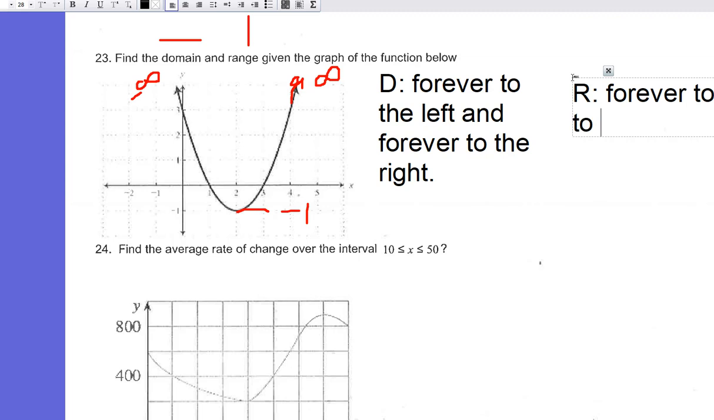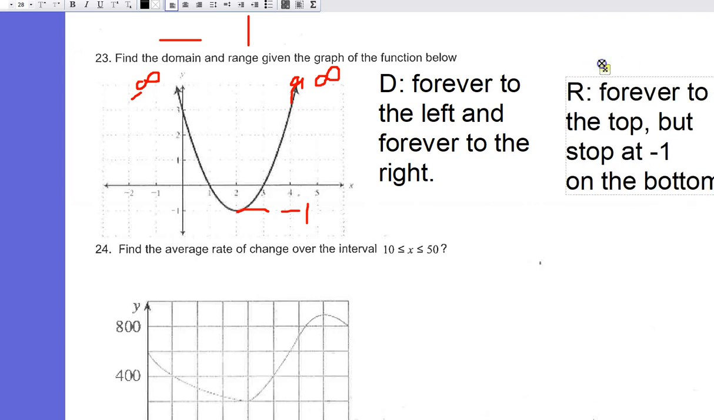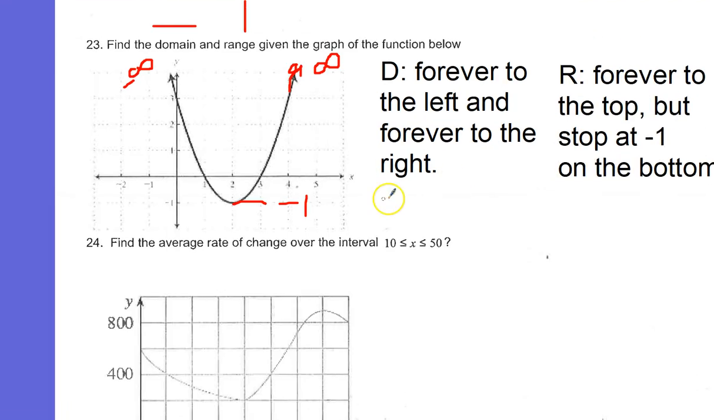Forever to the top, but stop at -1 on the bottom. Okay, so the symbols are, let's see, this goes forever to the left, so it goes all the way to -infinity. And then it also goes forever to the right. I lost my pen, that's the reason why this is a little bit messy. But this one is the y values. At the top, it goes all the way to infinity, so the maximum is all the way forever up here.